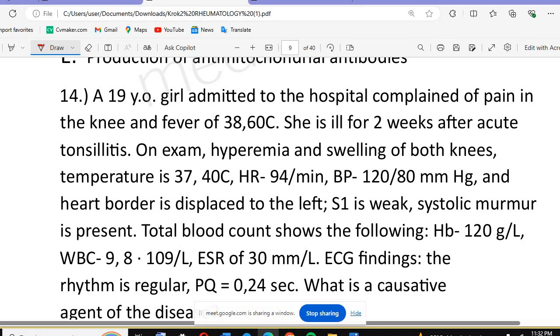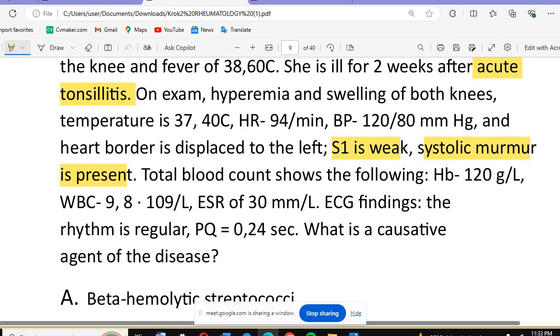A patient was admitted to the hospital, complaining of pain in the knee and fever of 38 degrees Celsius. He has been ill for 2 weeks after acute tonsillitis. If the question gives a history of acute tonsillitis or pharyngitis, let's see what the question asks. Hyperemia and swelling of both knees means there is some arthritis kind of problem, and you will see a problem in the heart as well. The heart border is displaced to the left, S1 is weak, and a systolic murmur is present. So there can be mitral stenosis or regurgitation.